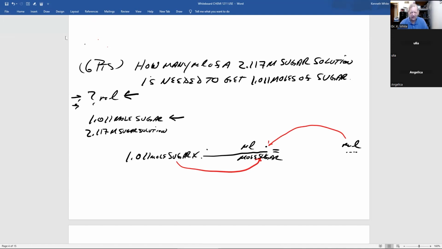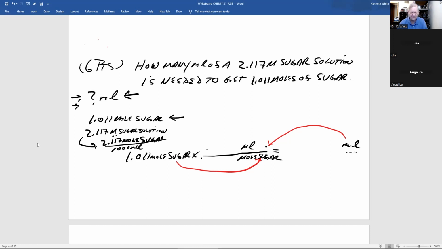Where do I get these numbers? Well, I come over here and see capital M. That means molarity. And what this really means is 2.117 moles of sugar. Wow, this is a sweet problem. But that was bad. Per 1,000 milliliters.